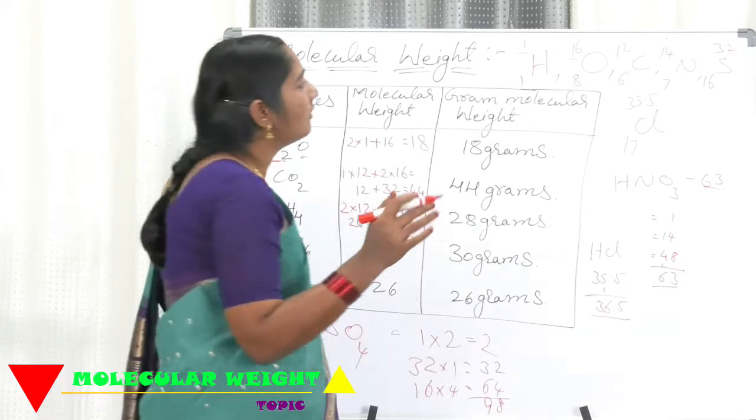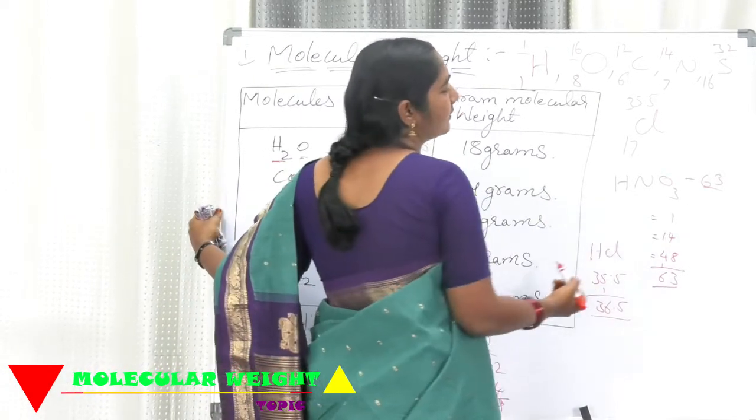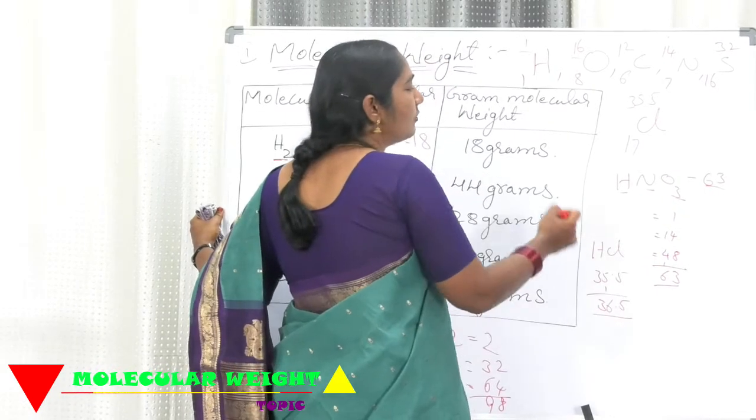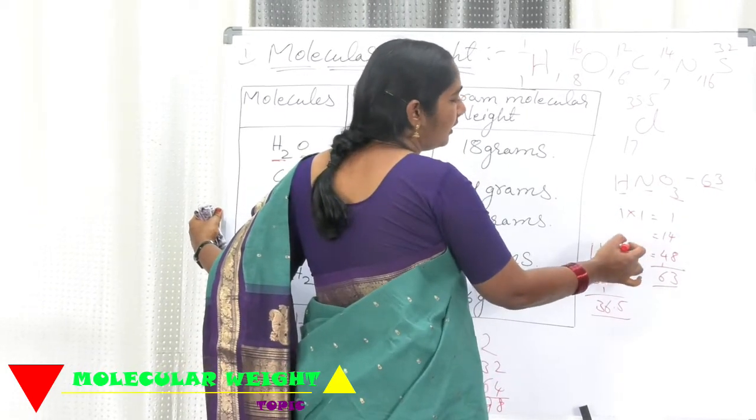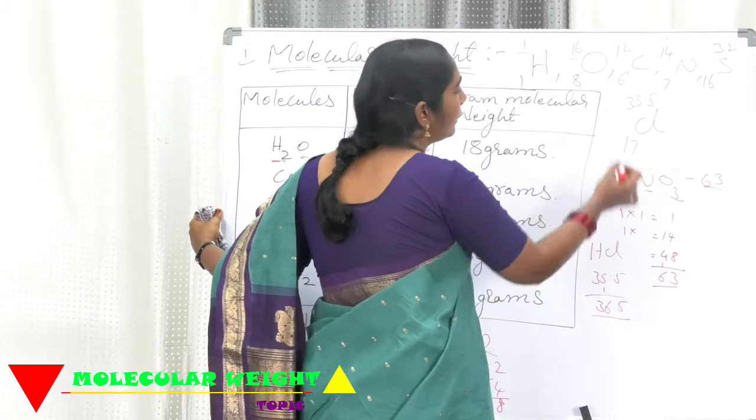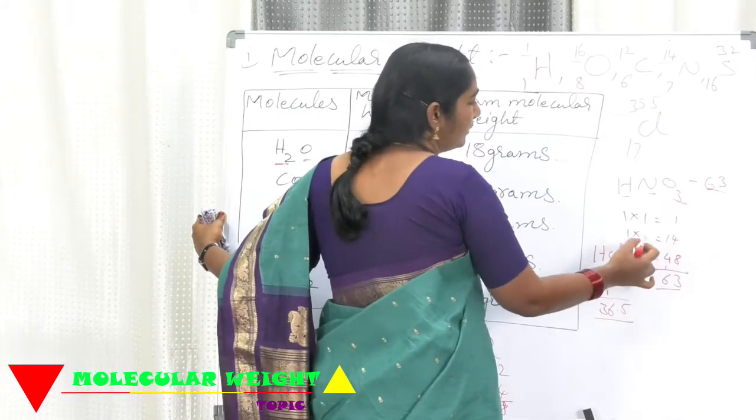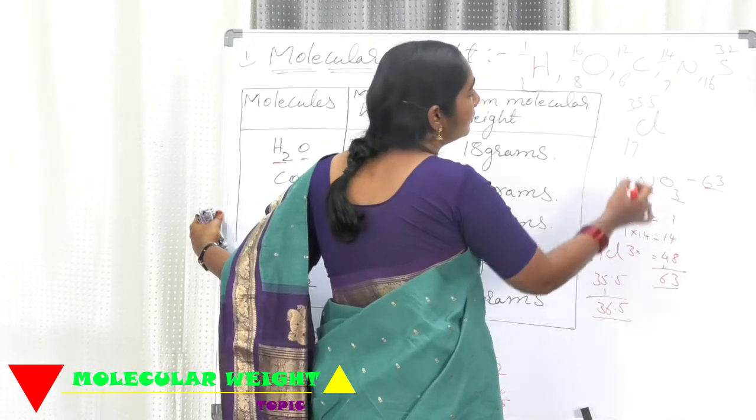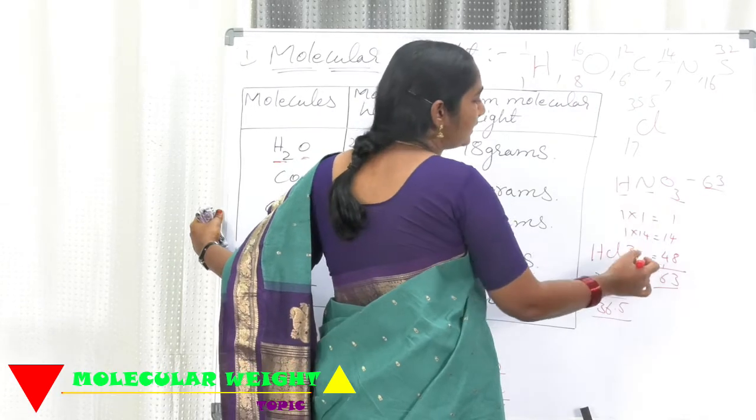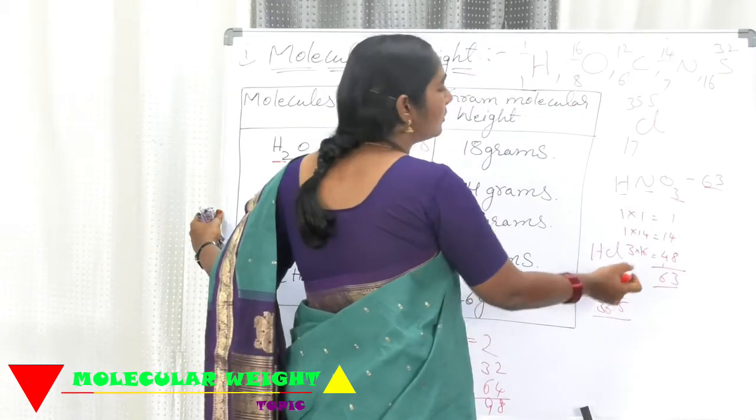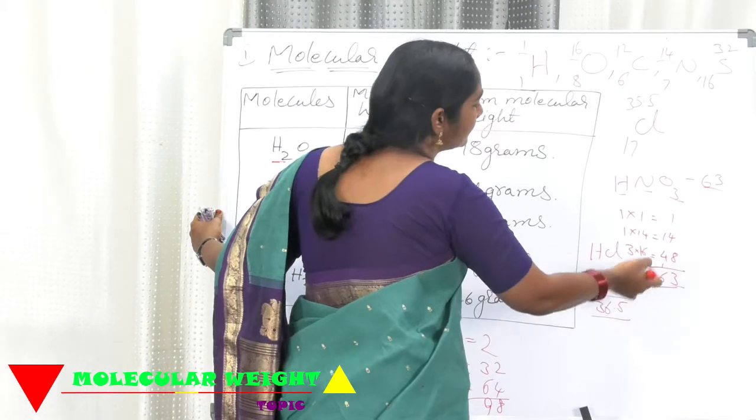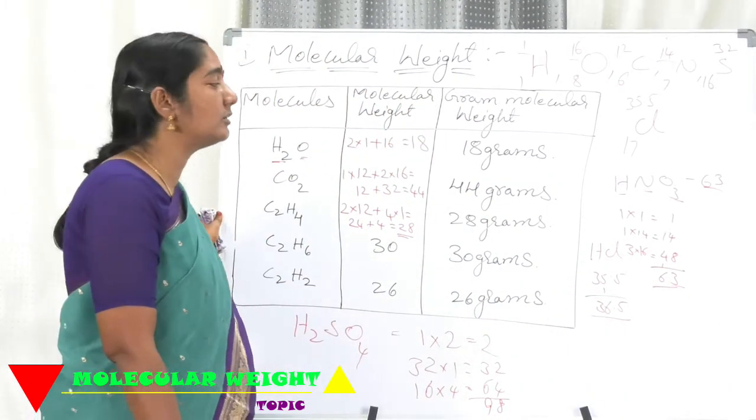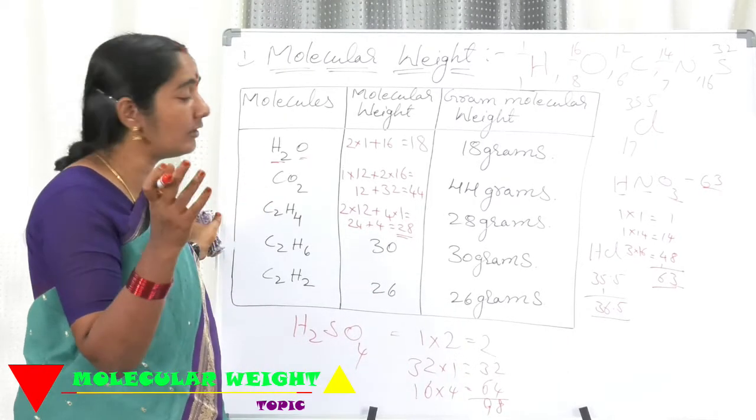Let us take one more example, nitric acid. 1 hydrogen is there, 1 nitrogen is there, 3 oxygens are there. 1 hydrogen means 1 into 1, that is 1. Nitrogen is also 1, and the atomic weight of nitrogen is 14. And oxygen is 3, so 3 into 16 is 48. When you add these, you get 63. So 63 is the molecular weight of nitric acid, and 63 grams is the gram molecular weight of nitric acid.